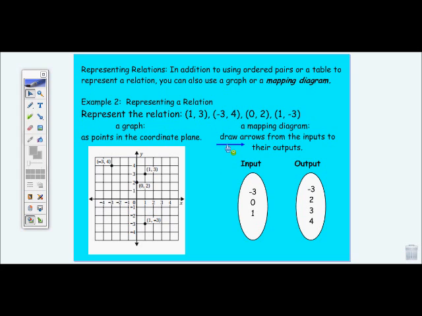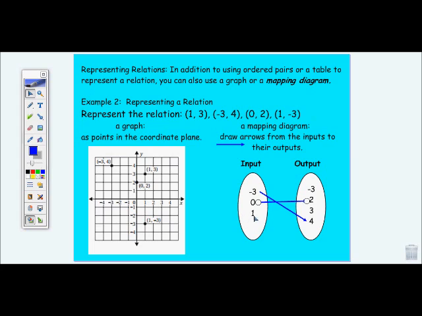So I'm going to go ahead and I'm going to say negative 3. Negative 3 from our coordinate points went to 4. So I'm going to go ahead and I'm going to draw my arrow to the 4. Now my next point in my input chart is 0. Up here, 0 needs to go to 2. So I need to get another arrow, and 0 is going to go to 2.